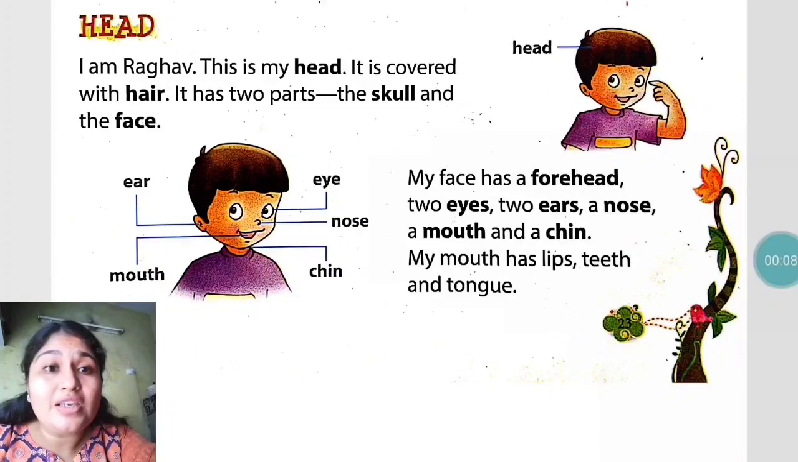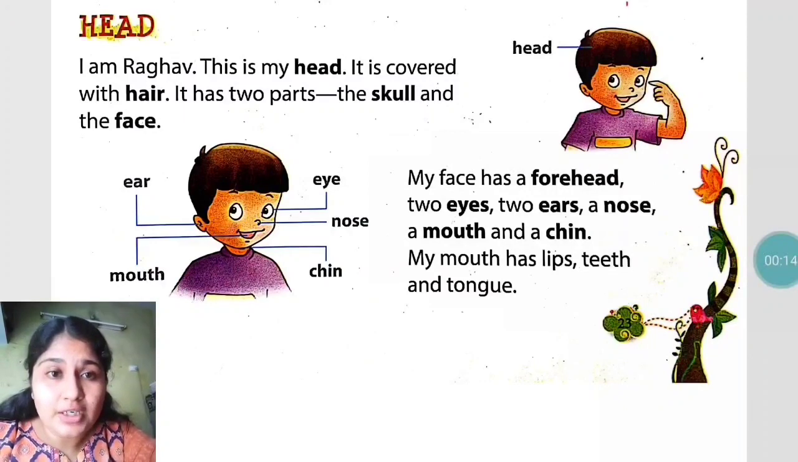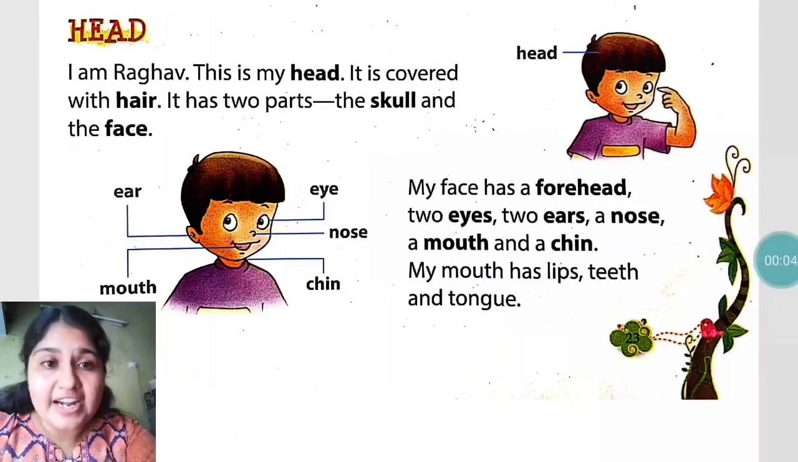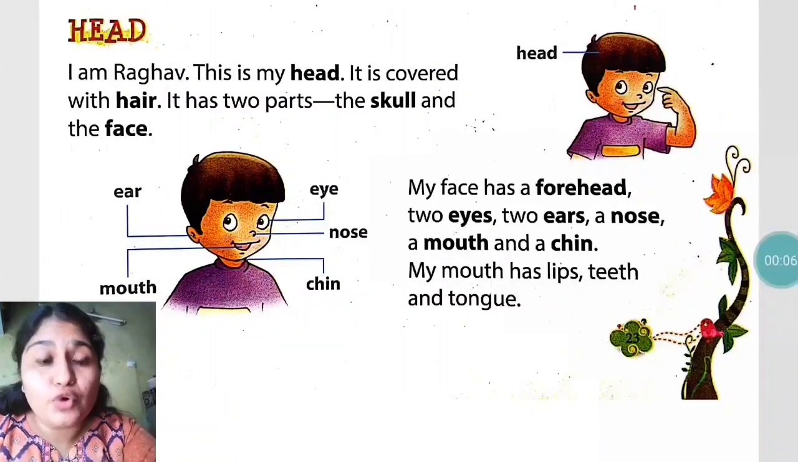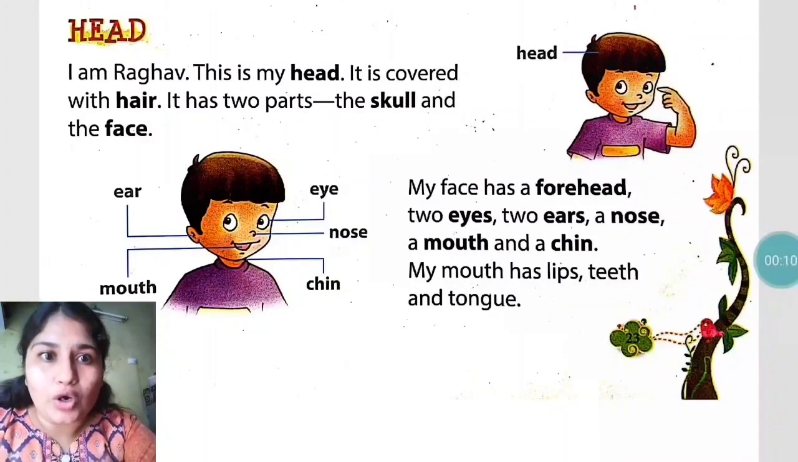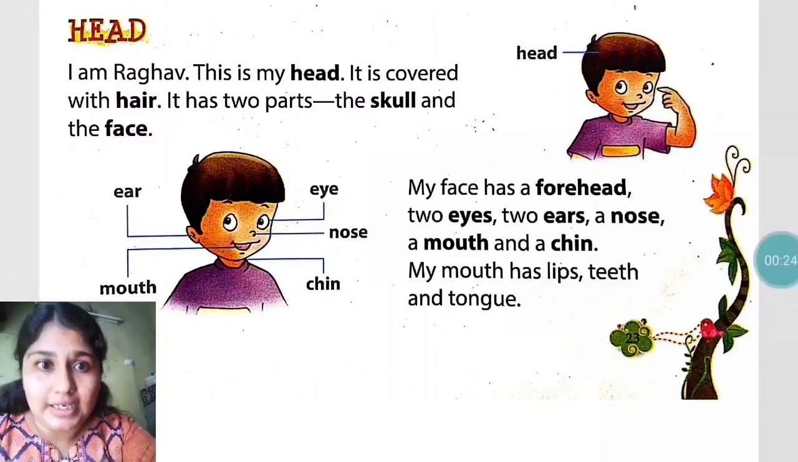Students, we chew food with the help of teeth. Tongue. What is the function of tongue? Through tongue, we can identify the taste of the food we eat. For example, if the food is sour, sour means खट्टा. Whether the food is spicy, if the food we are eating is spicy, we can identify it with the help of our tongue.